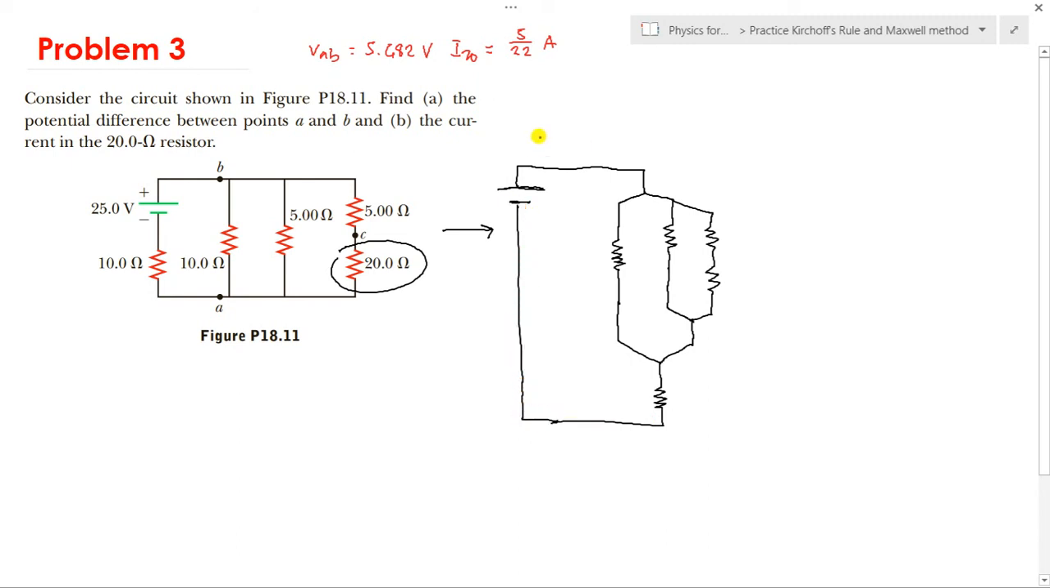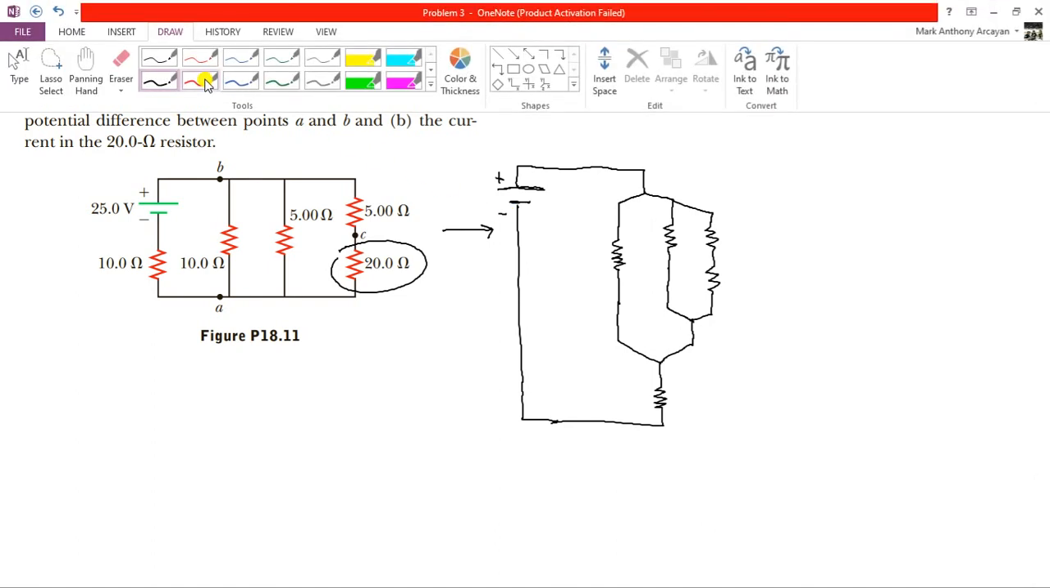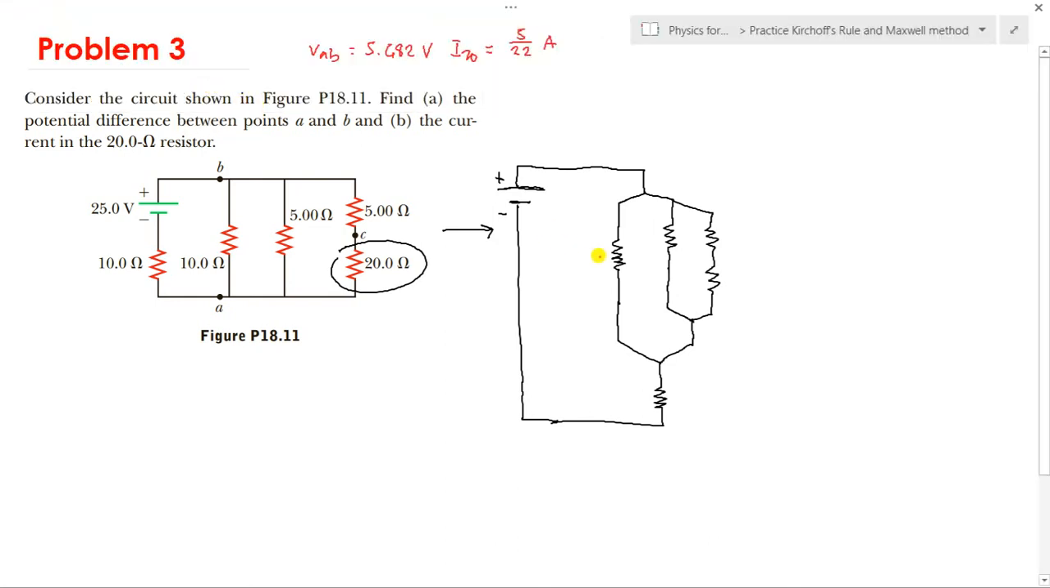So in this case, you can visualize well the placements and the type of connections. Let's say this is our 10 ohm, this is the 5 ohm, this is the 5, and this is the 20, and this is the 10 ohm resistor, and then this one is the 25 volts battery.